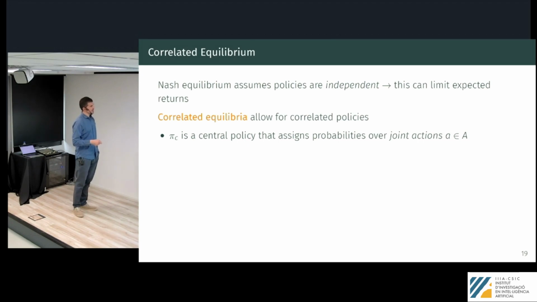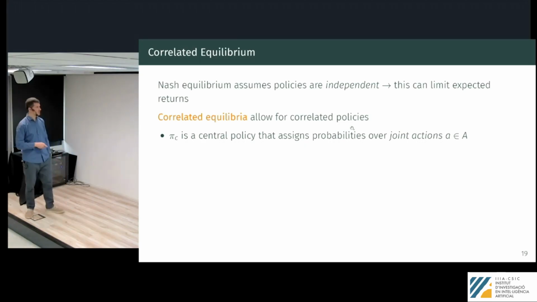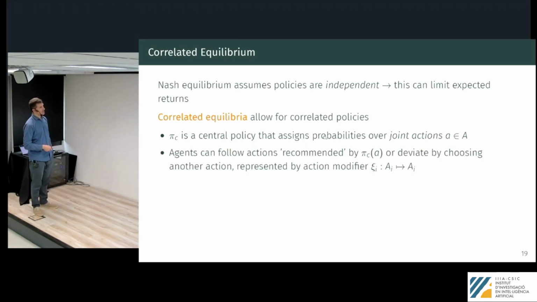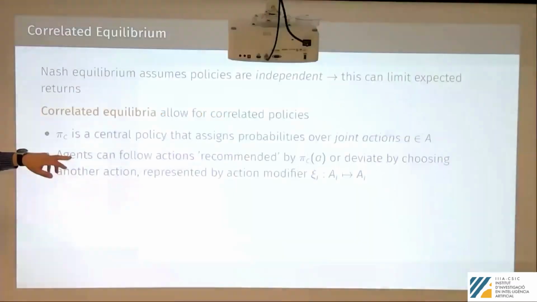But basically it's defined like this. Let's say there's a central policy pi c, which assigns probabilities over joint actions. When you sample a joint action, every agent has an action in this joint action, and that's the recommendation that is given to the individual agents, right? So pi c samples a joint action, which has individual actions for the different agents, and then they're given to the agents as recommendations. The policy is saying, I think you should do this, I think you should do that, basically.